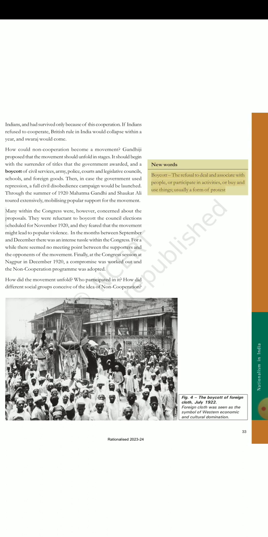New words. Boycott: the refusal to deal and associate with people, or participate in activities, or buy and use things, usually a form of protest. If Indians refused to cooperate, British rule in India would collapse within a year, and Swaraj would come.